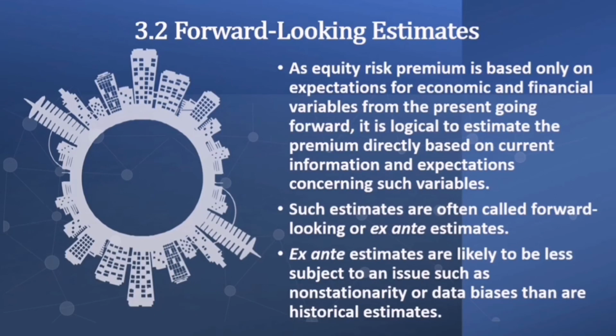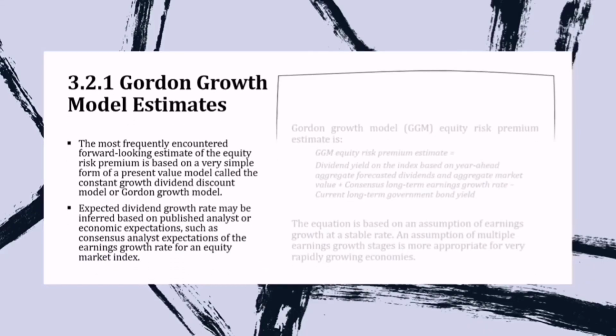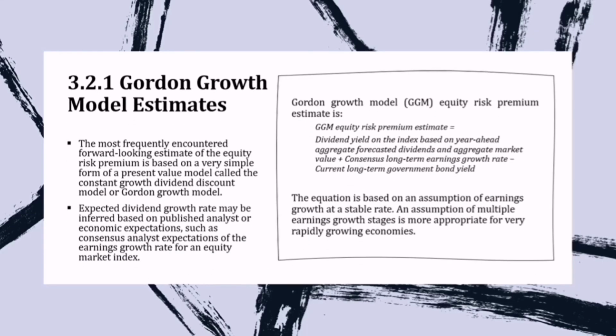So, under forward-looking estimates, there will be three models. The first is Gordon growth model estimates. The most frequently encountered forward-looking estimate for the equity risk premium is based on a very simple form of a present value model called the constant growth dividend discount model, or Gordon growth model. Expected dividend growth rate may be inferred based on published analysis or economic expectations such as consensus analyst expectation of the earnings growth for an equity.